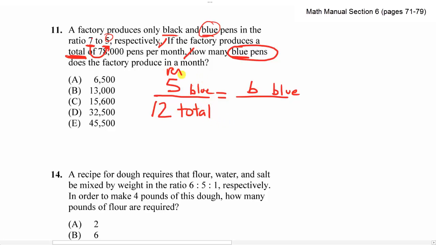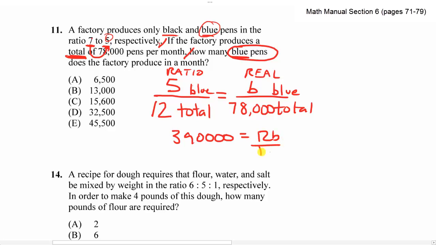So these are my ratio numbers. And then over here will be my real numbers. And I have the real total. They gave me the real total. The real total is 78,000. So all I'm going to do now is cross multiply. 78,000 times the 5. I get 390,000, big number. And that's going to equal 12b. I divide both sides by 12, and what I end up with is that my number of blue pens is 32,500. Is that what they were asking? Yes, it is, blue pens, and I am done.